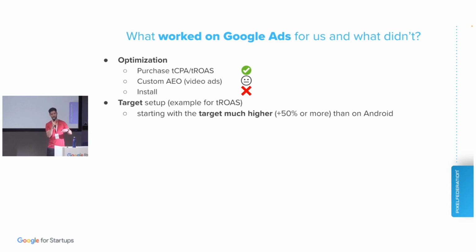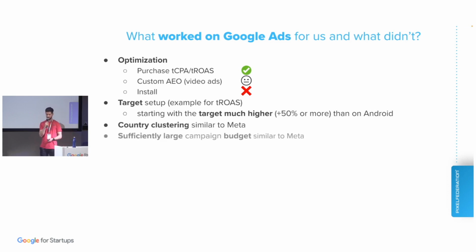We tend to use a little bit higher or much higher target than on Android because of the net versus brutto, but it's on Android as well. But we tend to keep it on a lower scale by making the target more distant or not so reachable. And campaign clustering, similar to Meta, nothing new there. And sufficiently large campaign budgets like Meta, nothing new here as well.